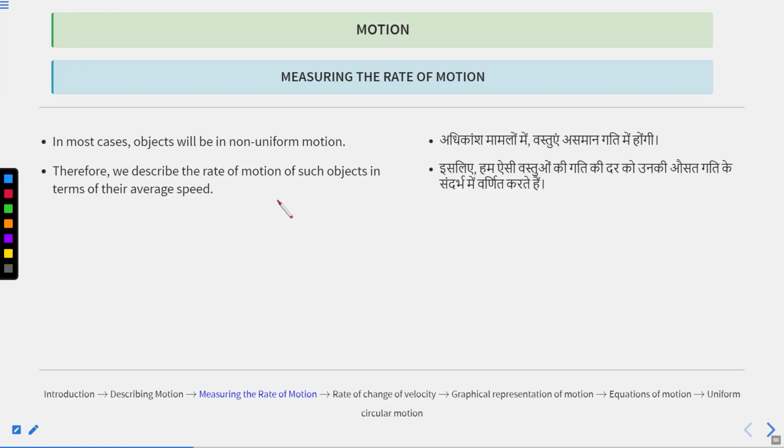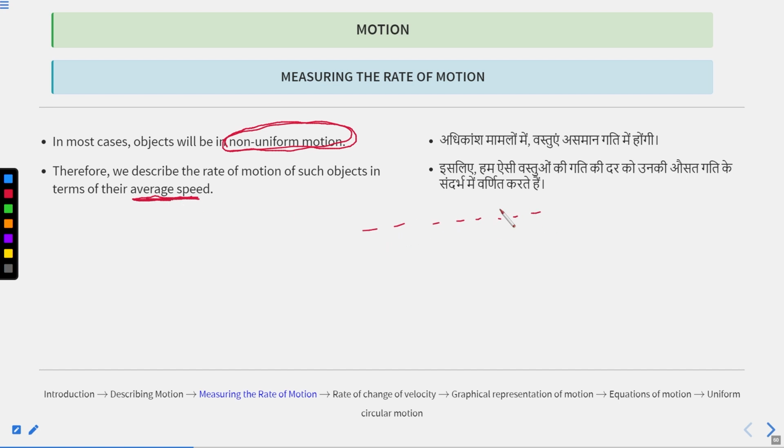Okay, in most cases, objects will be in non-uniform motion, because in our daily life we mostly get non-uniform motion. So speed can't be constant, it can be changing continuously, and to calculate the change we generally use the term average speed. Okay?